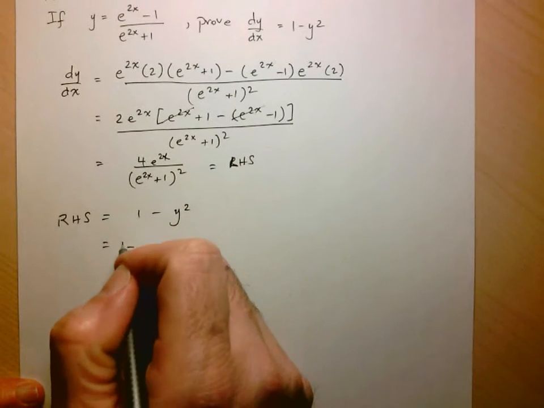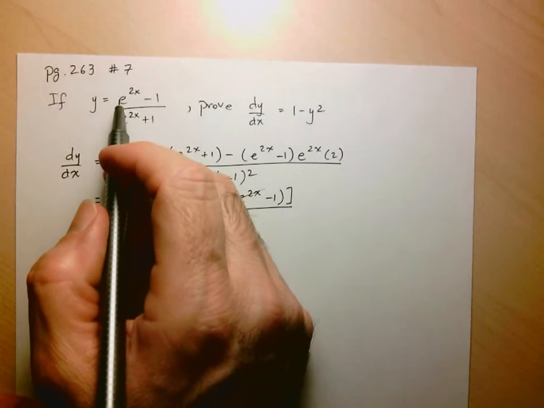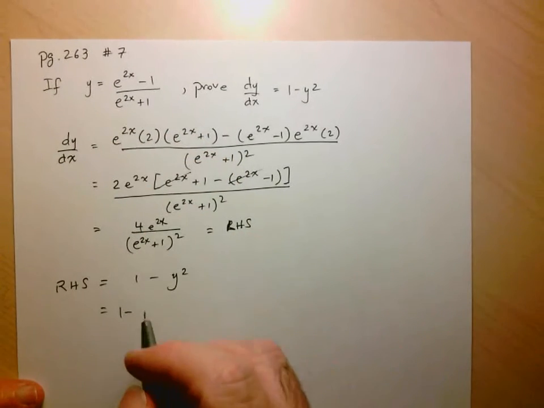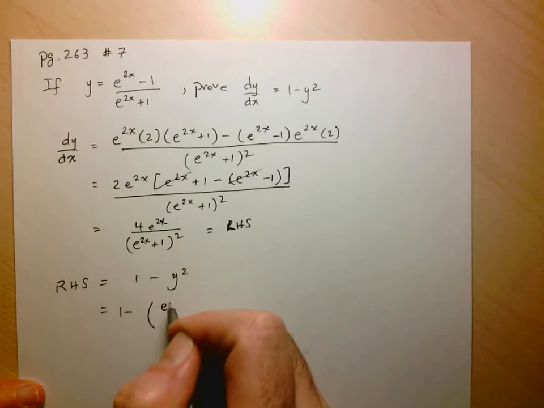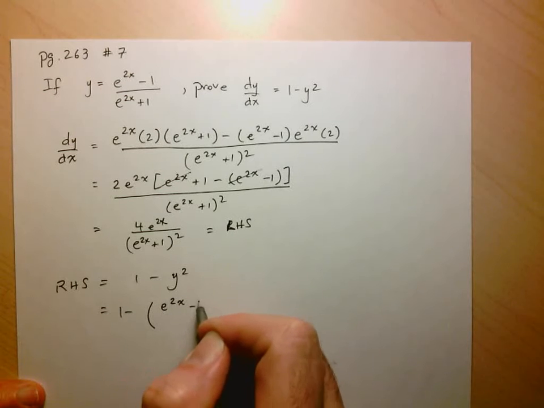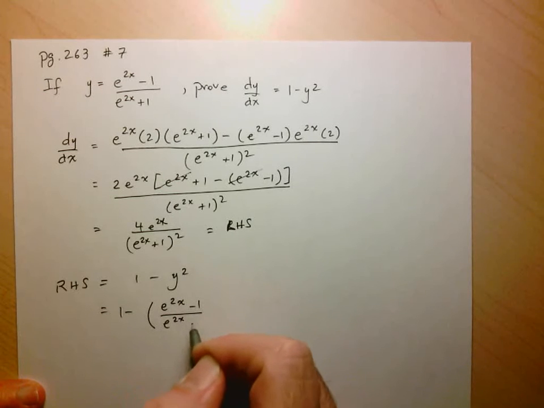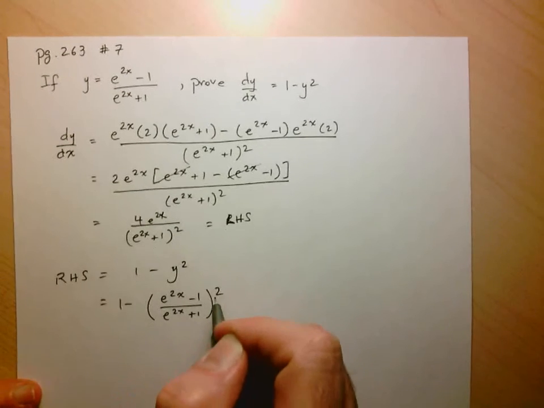So 1 minus, and y, remember, is this thing here, and the whole thing is squared. So it's e to the 2x minus 1 over e to the 2x plus 1 all squared.